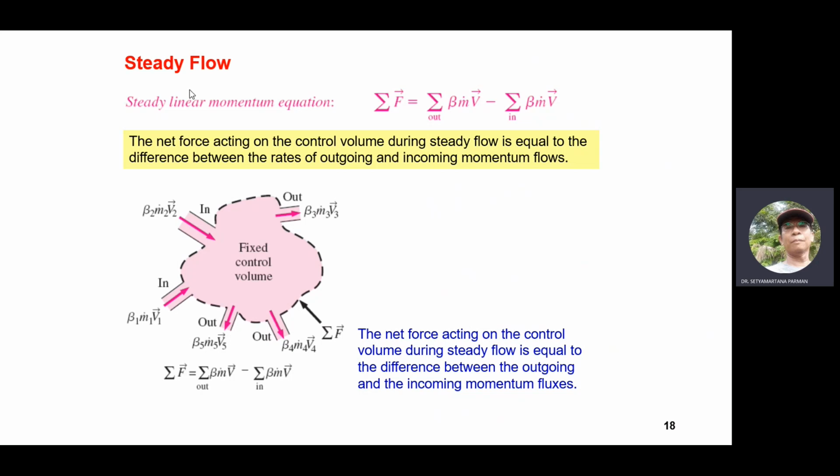Okay, again, in steady flow, the linear momentum equation can be written as sigma F equals sigma beta m dot V for the outlet minus sigma beta m dot V for the inlet. The net force acting on the control volume during steady flow is equal to the difference between the rates of outgoing and incoming momentum flows.